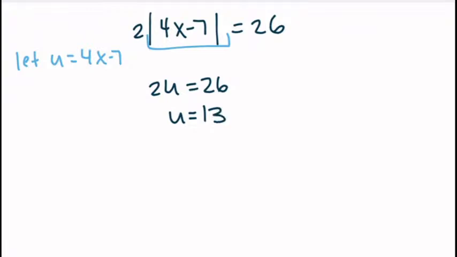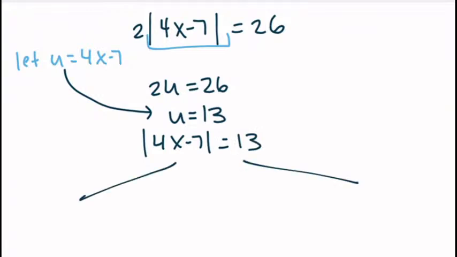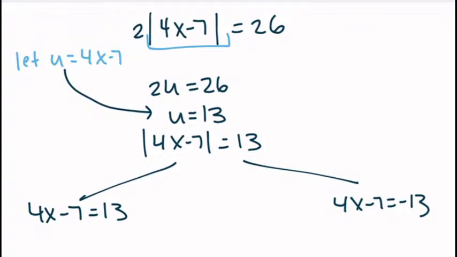Now we plug u back in. So that's going to equal 4x minus 7 absolute value equals 13. And then you solve it like we did in the other problem. So you do negative 4x minus 7 equals positive 13, and 4x minus 7 equals negative 13. So there are many different ways that you can solve absolute value, and you just need to make sure that your answer always makes sense.